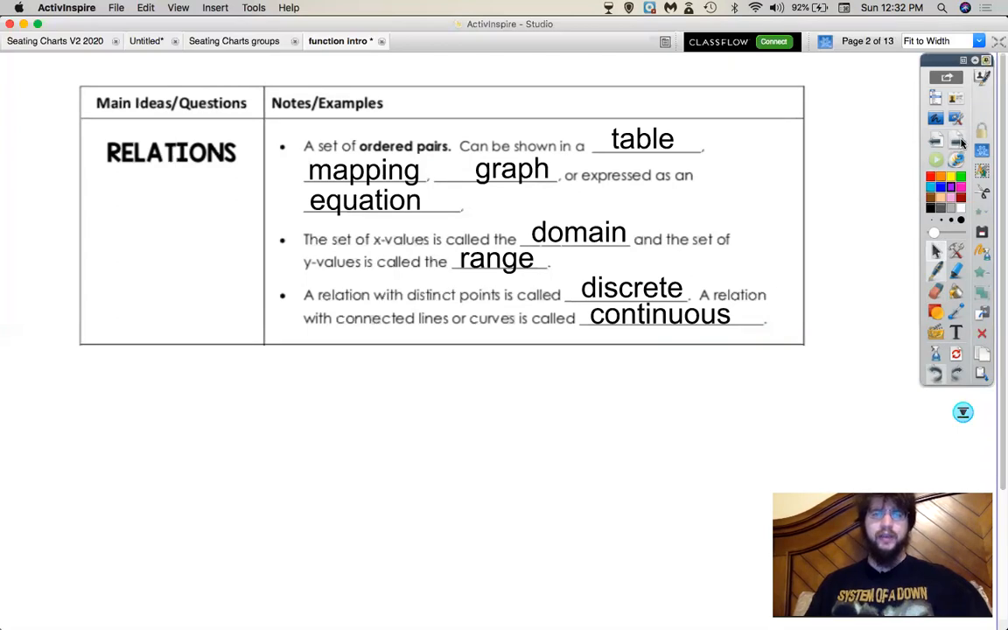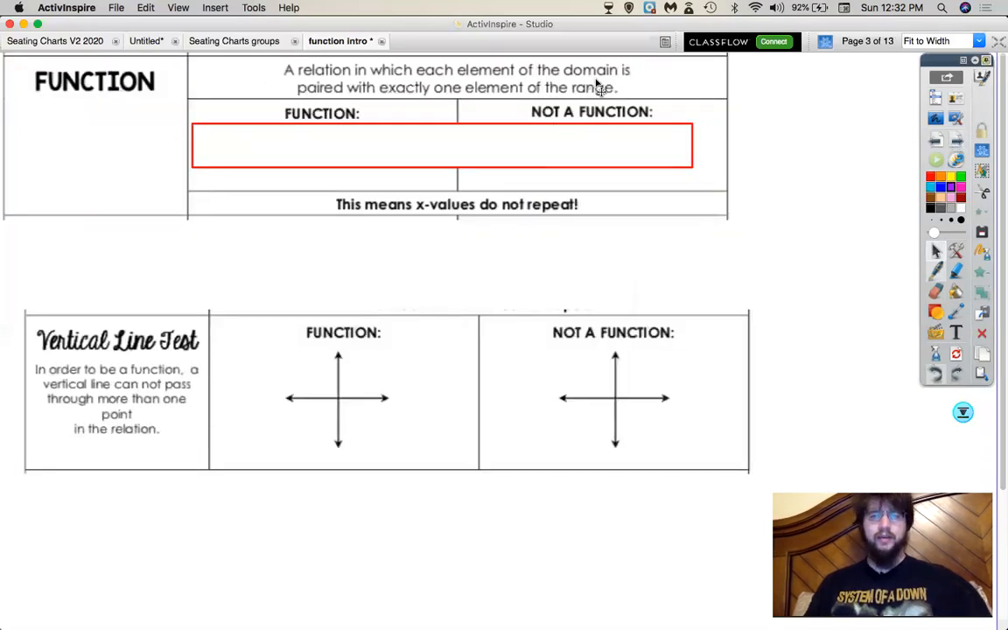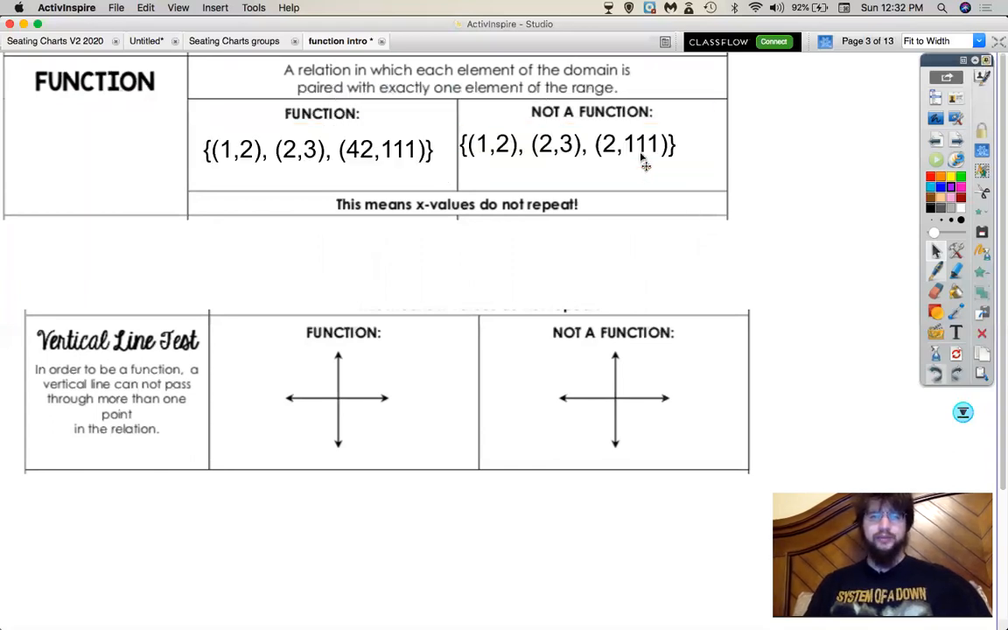A function is a relation in which each element of the domain is paired with exactly one element of the range. So if we look at a couple of examples, I've got the ordered pairs (1, 2), (2, 3), (4, 2), (111, whatever), doesn't matter. If I look at the x values, the domain, they're all unique. None of them have duplicates for the output. We're good. Here, if I look at this one, I have (1, 2), okay, (2, 3), and (2, 111). Well, 2 maps to two different things here, so the domain is not unique.